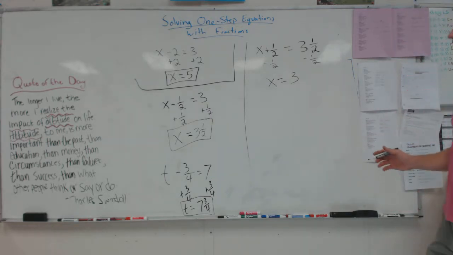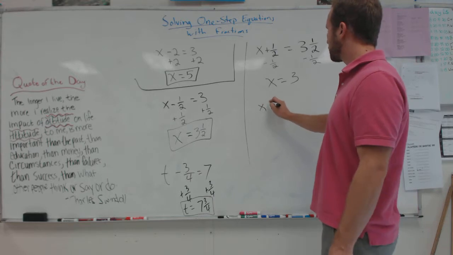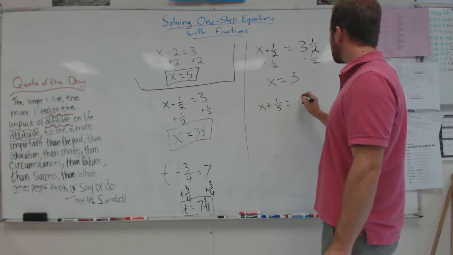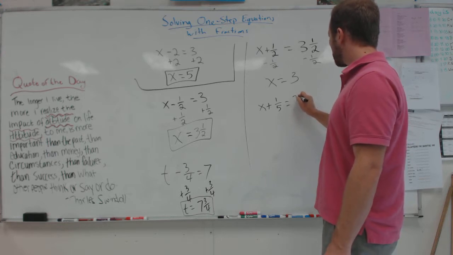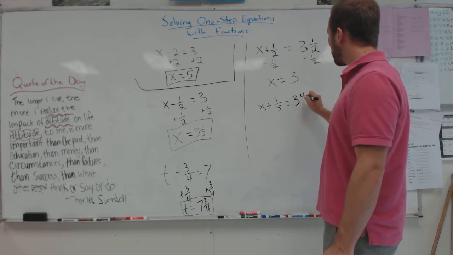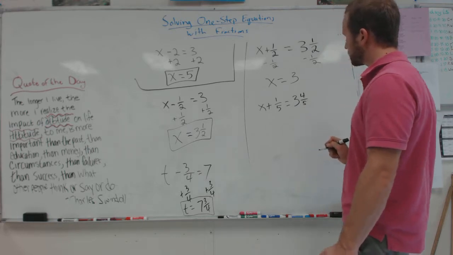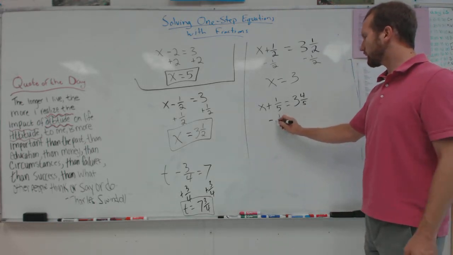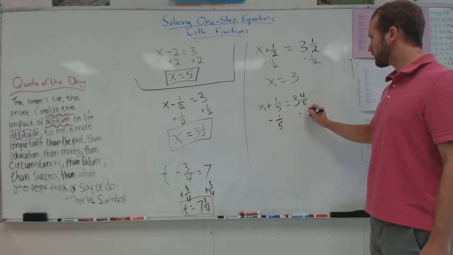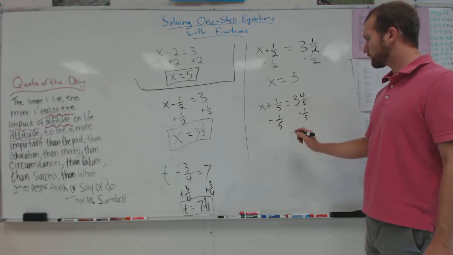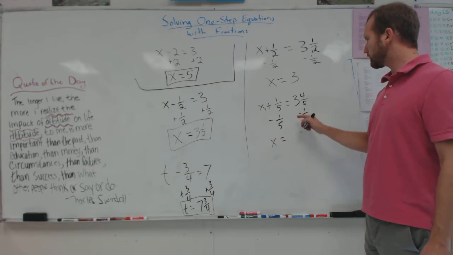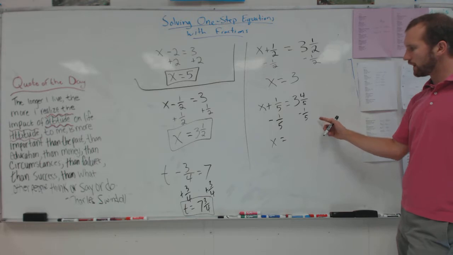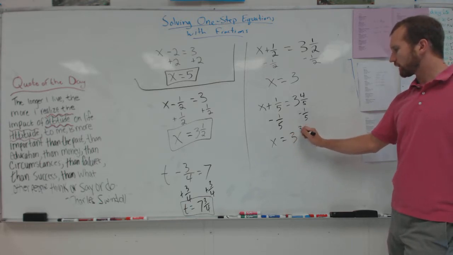But what if I had it like this? X plus 1/5 equals 3 4/5. Okay, so same procedure, right? Subtract 1/5. Subtract 1/5. So x equals 3 4/5 minus 1/5, which is 3 3/5.